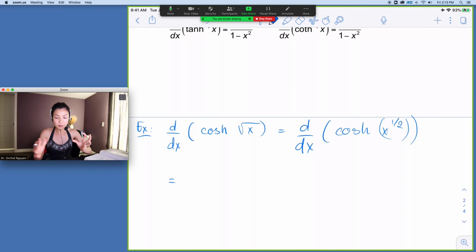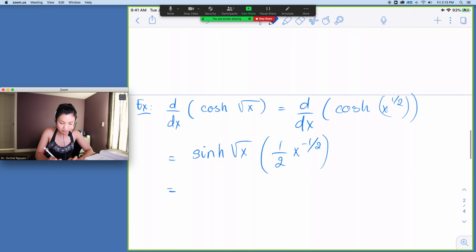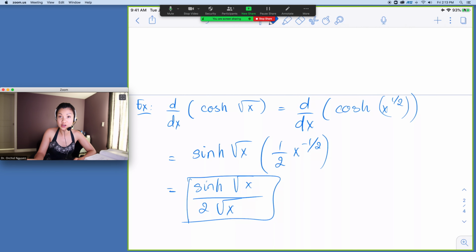So for the derivative, I'm going to take care of the outer function first, which is the hyperbolic cosine, which is just hyperbolic sine of the square root of x. And then we do the chain rule, so it's 1/2 x to the -1/2. Notice that for hyperbolic functions, we don't have the negative for the derivative of cosine. And that's my final answer.